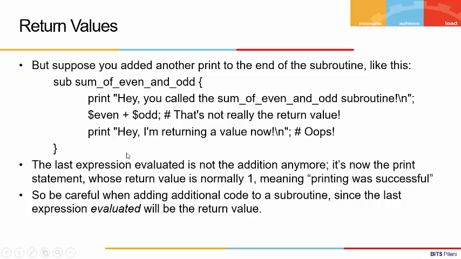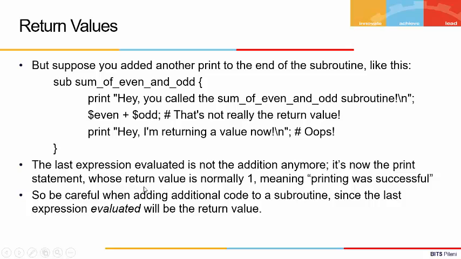Now for the next step, suppose you have another line after the last line, something you are printing. What happens here? As we discussed, it is whatever you do at the end of declaring the subroutine that it returns. The last expression, as you can see here, is the printing. This last expression is evaluated, and the subroutine is no longer returning the added value of the variables even and odd. Now it's the print statement.